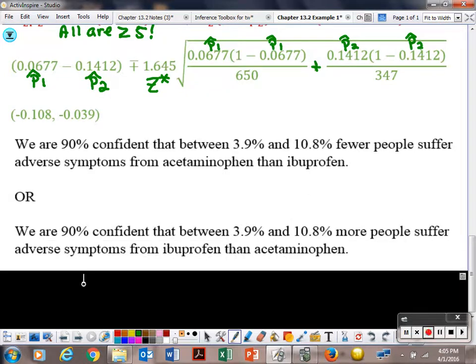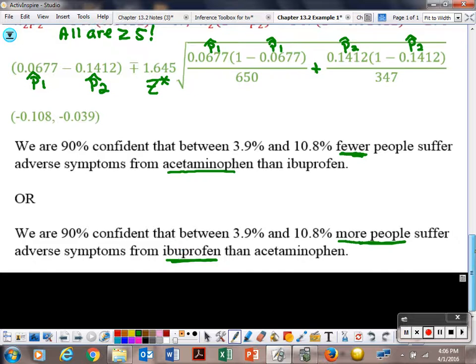Or we are 90% confident that between 3.9% and 10.8% more people suffer adverse symptoms from ibuprofen than acetaminophen. So either way you could write it, you just got to watch how you do. Okay, the fewer people, the acetaminophen, there were fewer people that had adverse effects than ibuprofen. If you switch it around, more people had adverse symptoms to ibuprofen than to acetaminophen.